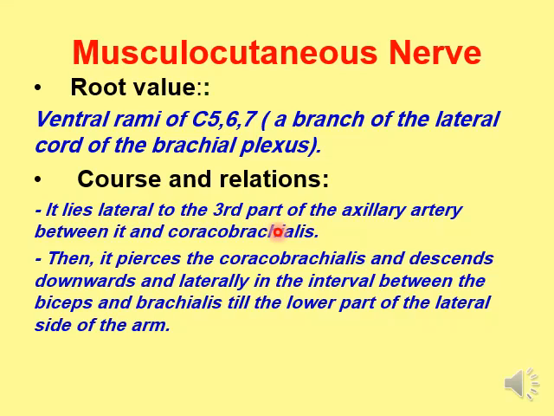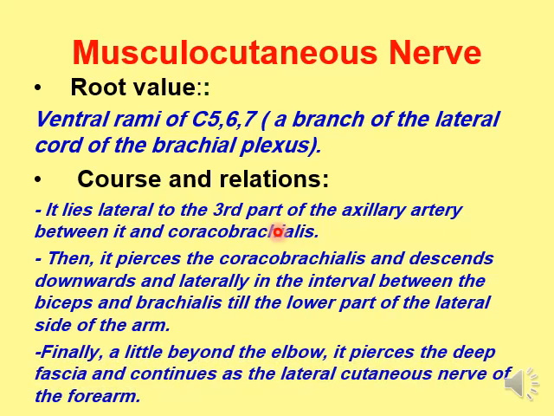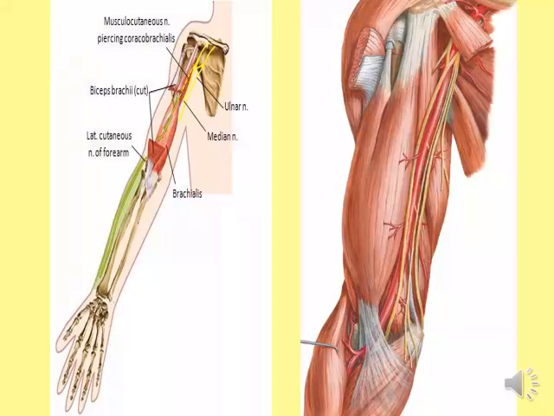Then it pierces coracobrachialis to descend in the interval between brachialis and biceps. Finally, it pierces the deep fascia and continues as the lateral cutaneous nerve of the forearm.